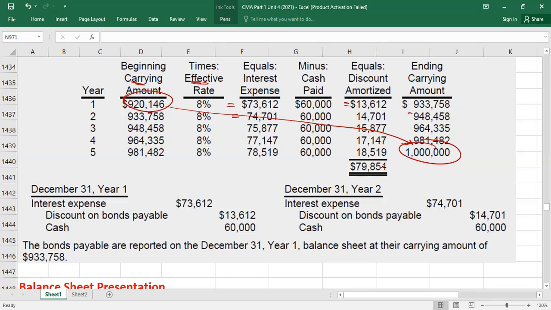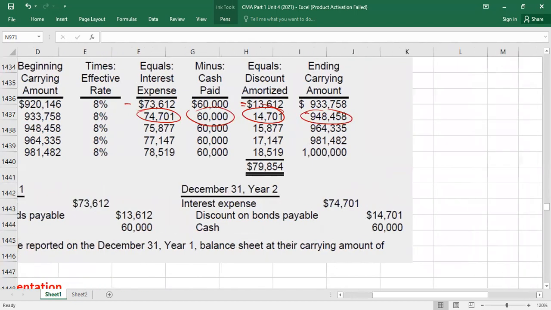Understood? Now again, a different question I'm asking. Question number 1. What amount of interest expense will you show in year 2? Go to year 2, this is the interest expense column. This will be the value. What is amortization of discount in year 2? Go to amortization, this is the value. What cash will you pay? 60,000. What is the amount of liability at the end of year 2? 948. Right?